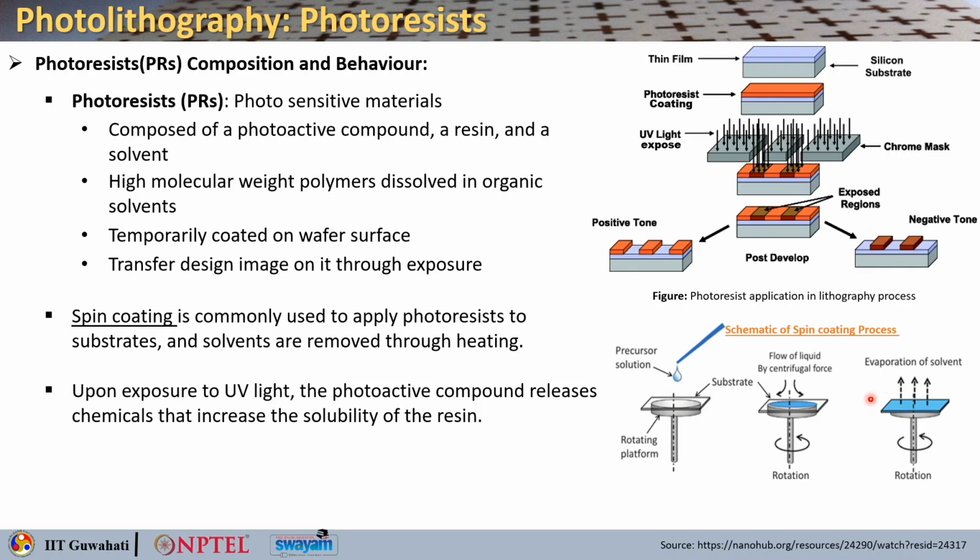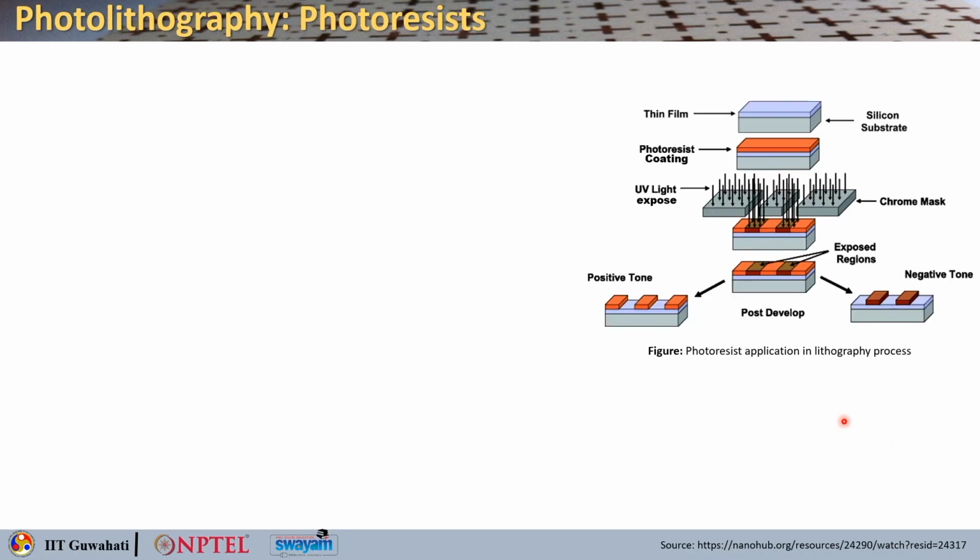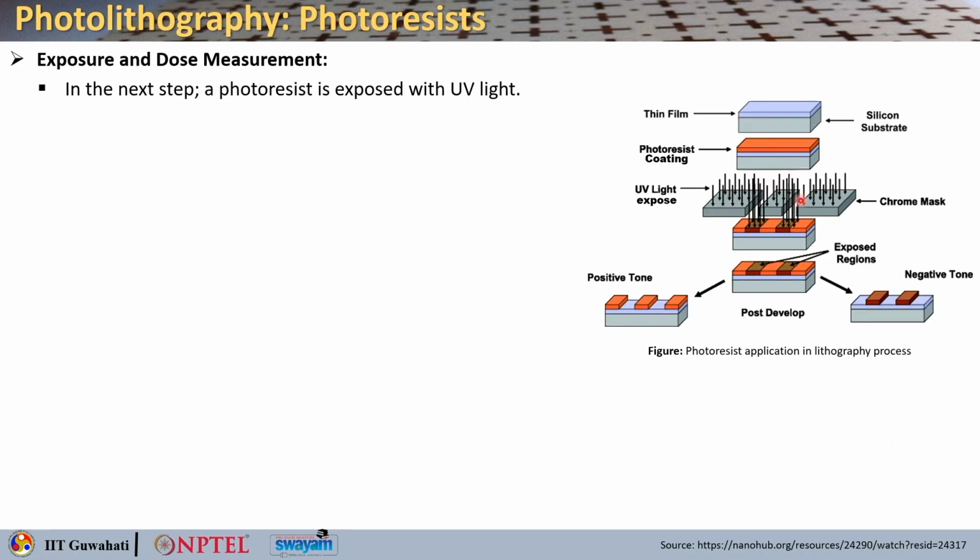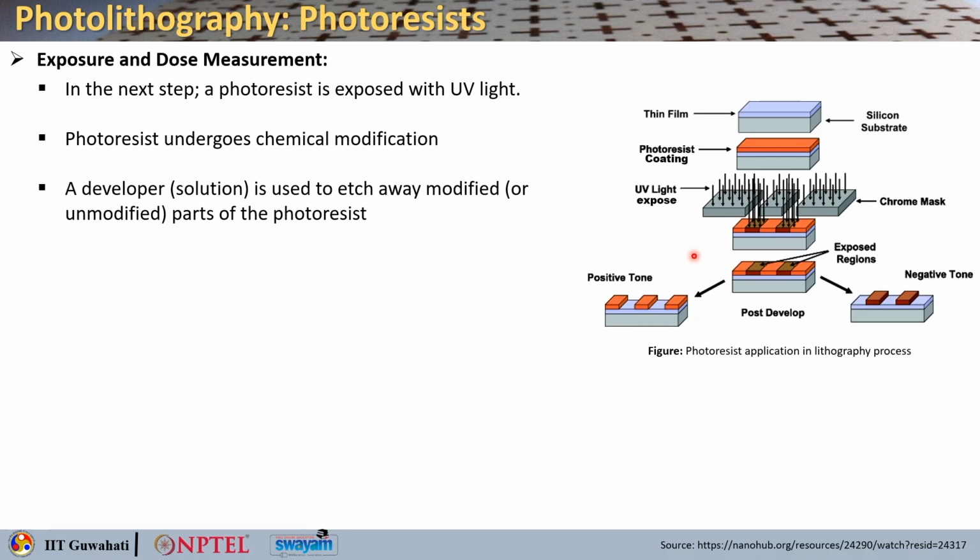and this photoactive compound will release chemicals that increase the solubility of the resin. Okay. So, this makes it so you can go for either positive or negative tone photoresist. Once you put this exposure to the UV light, okay, what is happening to the photoresist? They basically undergo chemical modification, and then a developer solution is used to etch away the modified or the unmodified parts of the photoresist. So, this is where the exposed regions.